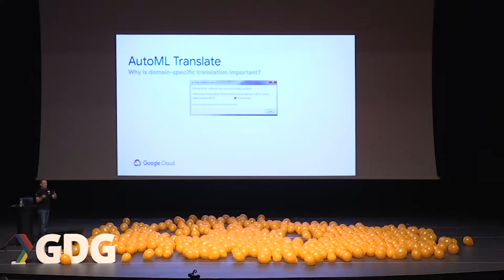So AutoML Translate, why do we need to do custom training for Translate? Well, it's the same thing as with natural language. There's a lot of custom jargon that's used in almost every domain. So in this case, here's a customer, he's on his computer, he gets an error message saying no driver found. He goes on to Twitter and posts that the driver is not working. Well, how do we interpret that?